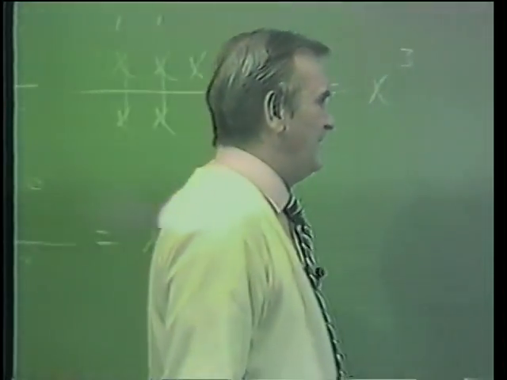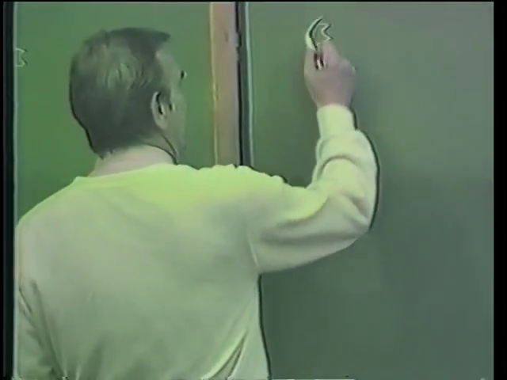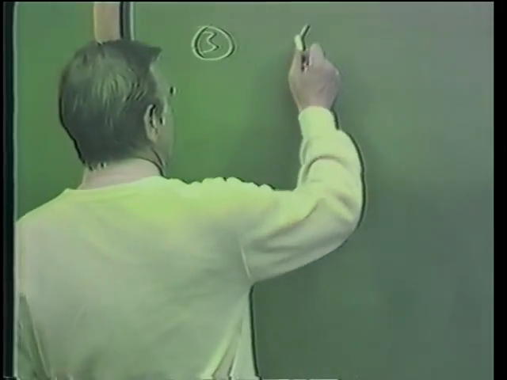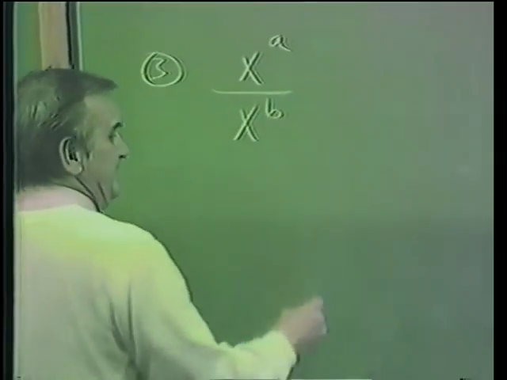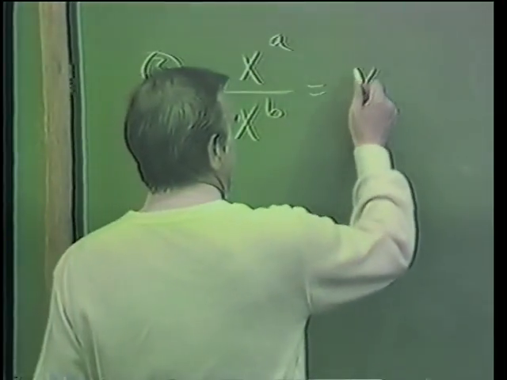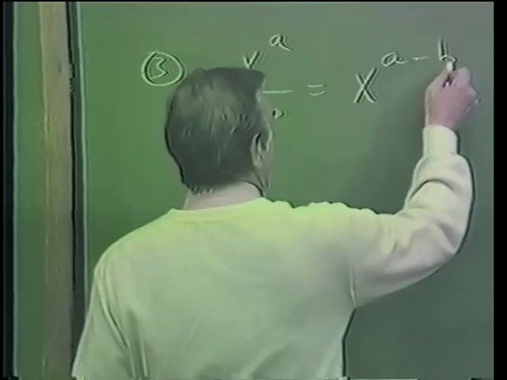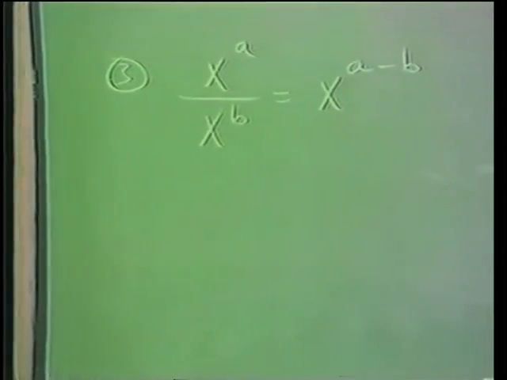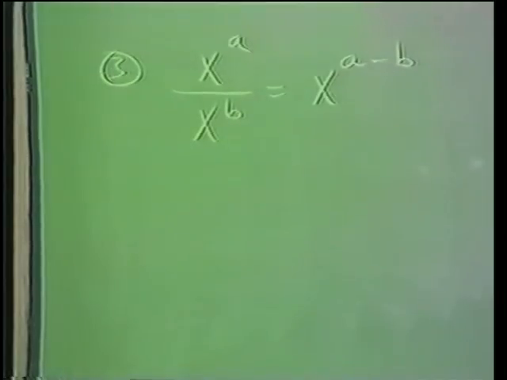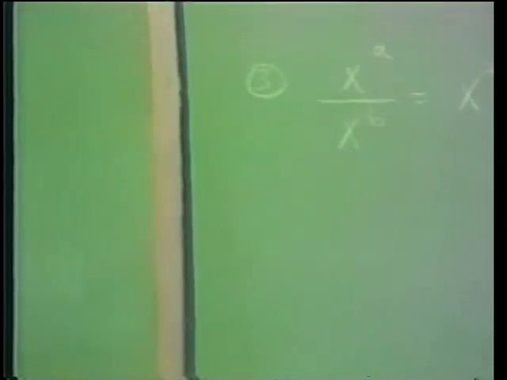So, let's go with our property 3, dealing with exponents. Roy says if we have x to the a divided by x to the b, this is equal to x to the a minus b power. In other words, keep the base, subtract the exponent. Okay? Very good.